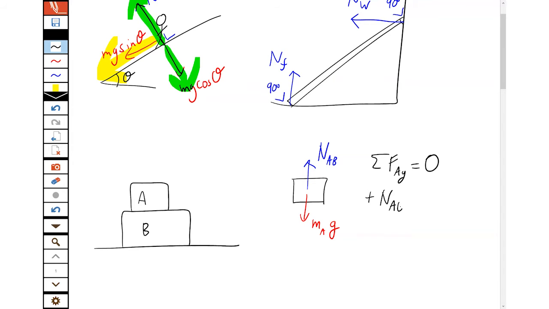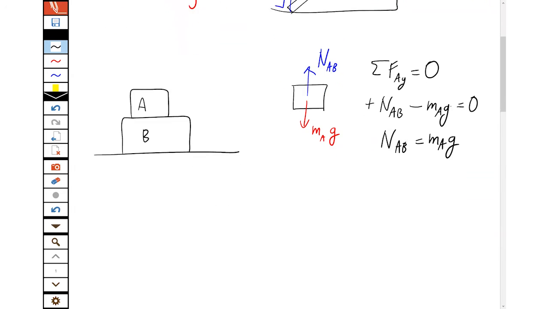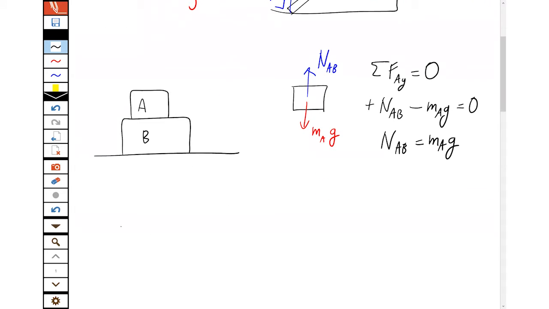So you've plus the normal force up minus the weight of A down is 0. So the normal force is the weight of A. Then you move on to block B. So B has its own weight acting down, the normal force between B and the ground acting up. And if B was sitting there on its own, that's all that would be happening. But remember, A is touching it from above, so there's a normal force between them.